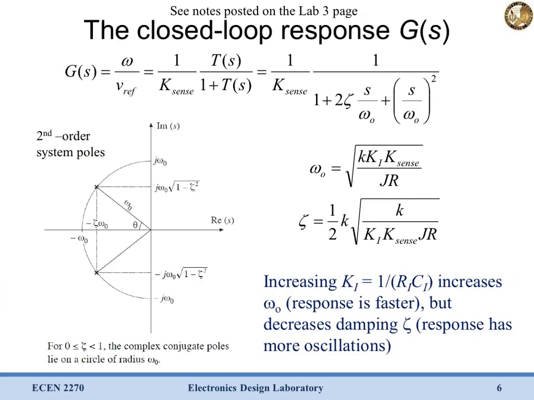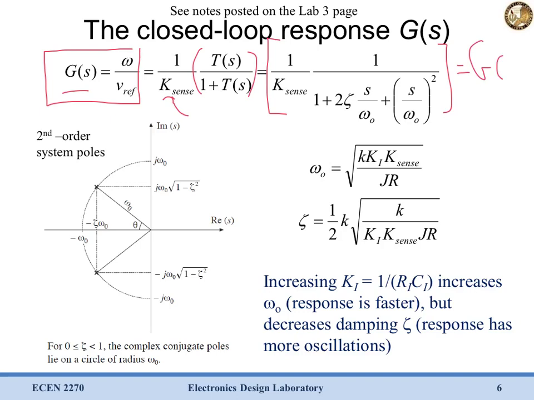So here we've rewritten the full closed-loop transfer function for our motor driver system. Again, we have G of S equals omega over Vref. It's the transfer function between these two. And last time we saw that that was 1 over k sense times this loop gain over 1 plus the loop gain. But if we expand that out, we'll get this expression here for G of S.